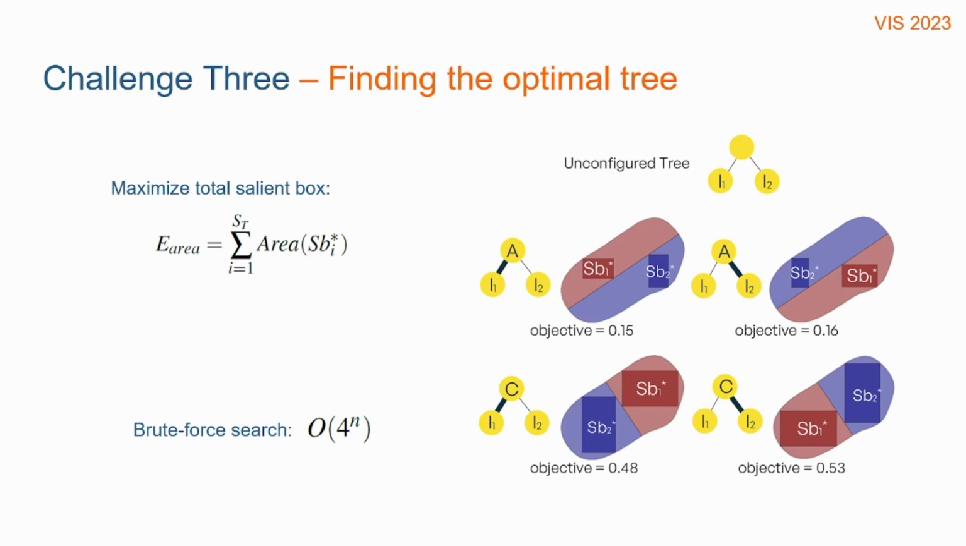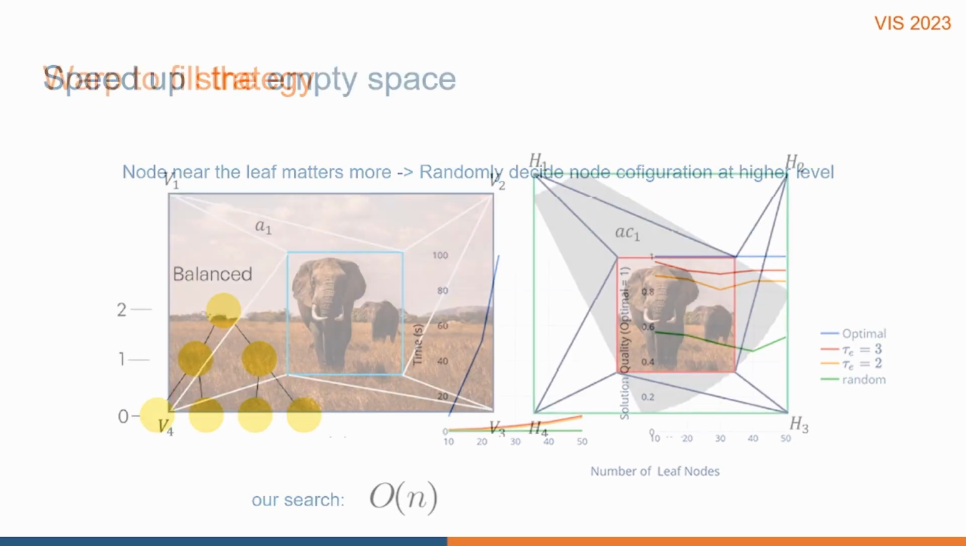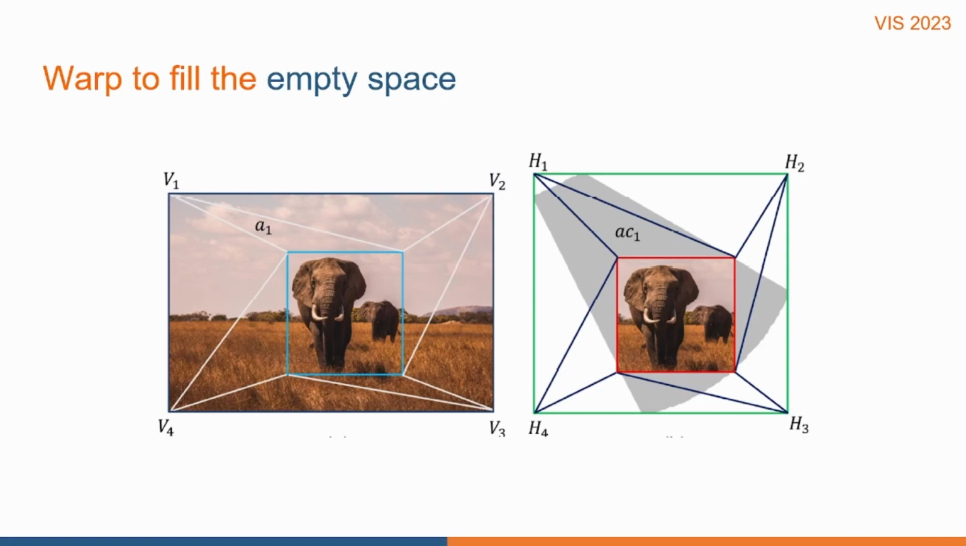The issue is that the time is exponential in terms of input image collection size. We proposed a speed-up strategy that reduced the exponential time to linear time. The idea is that the nodes near the leaf nodes are more important when maximizing total salient boxes. Imagine partitioning the canvas into 50 cells: whether the first cut is axial or crosswise is less important. Finally, we use a simple warping technique to fill the empty space.